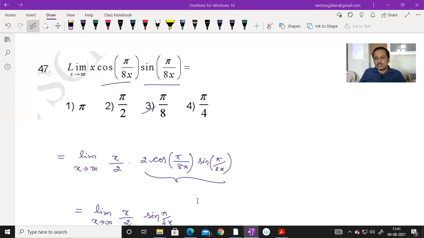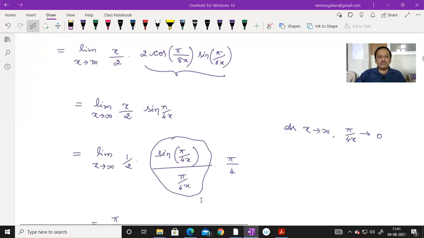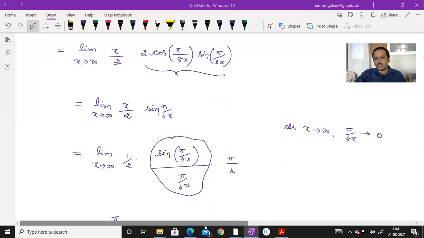As x tends to infinity, pi by 4x tends to 0. So this x I have taken out, which taken to the denominator, will become 1 by x. Here in the numerator, we have sin pi by 4x, so in the denominator also, we would prefer pi by 4x. So 1 by x is there, but pi by 4 was missing, so I have multiplied and divided by pi by 4. Now, as x tends to infinity, pi by 4x will tend to 0. Therefore, this factor sin pi by 4x by pi by 4x becomes 1. So 1 by 2 into pi by 4 will give you pi by 8.